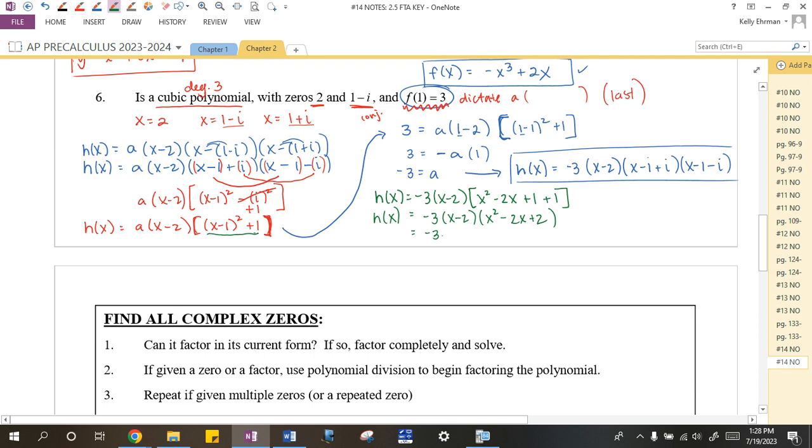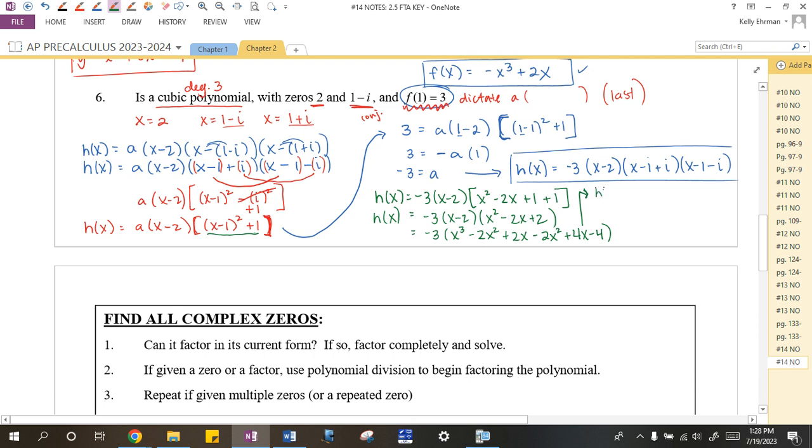I distribute constants through last, so I'm going to multiply together the x minus 2 times the x squared. So x cubed minus 2x squared plus 2x, and then distribute the negative 2 through. Minus 2x squared plus 4x minus 4. And then I'll combine some like terms. I'm really struggling for room here.